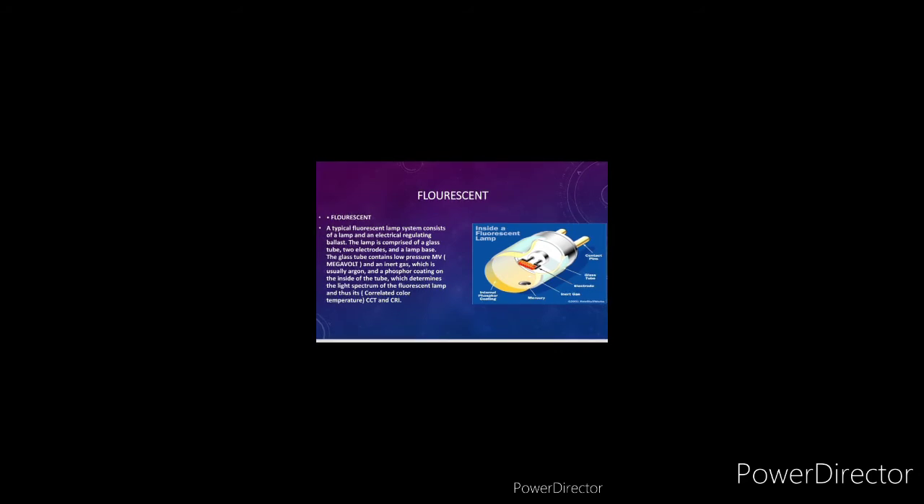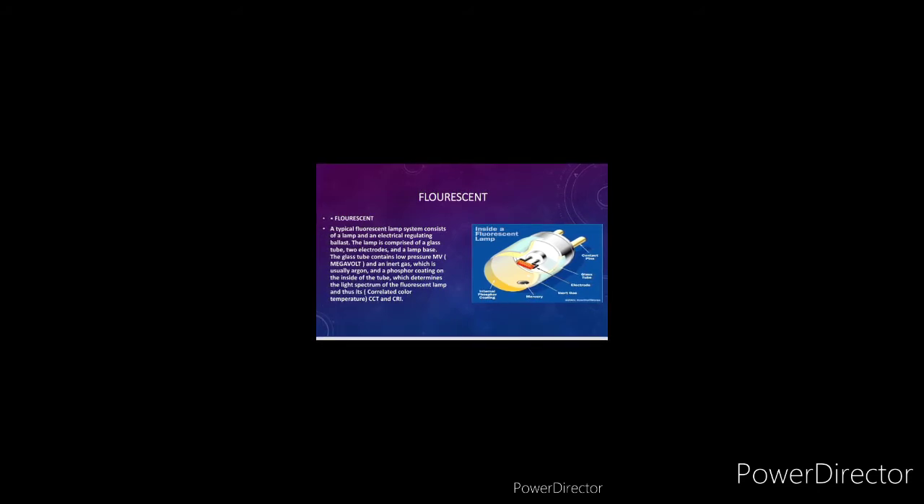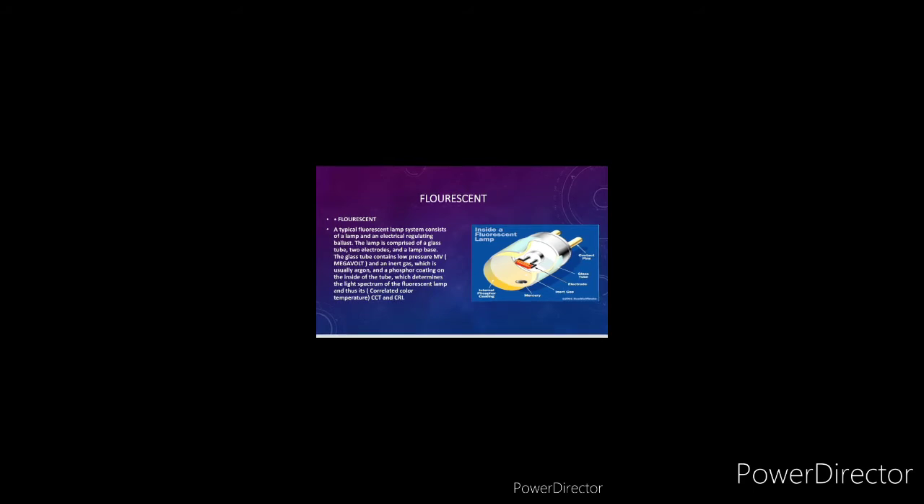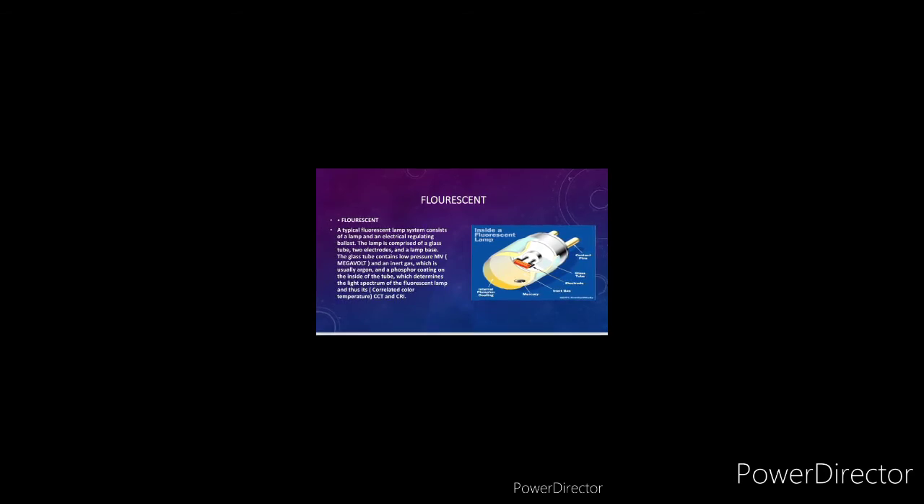Fluorescent. A typical fluorescent lamp system consists of a lamp and an electrical regulating ballast. The lamp is comprised of a glass tube, two electrodes, and a lamp base. The glass tube contains low pressure mercury and an inert gas, which is usually argon, and a phosphor coating on the inside of the tube, which determines the light spectrum of the fluorescent lamp and thus its correlated color temperature, or CCT, and CRI.